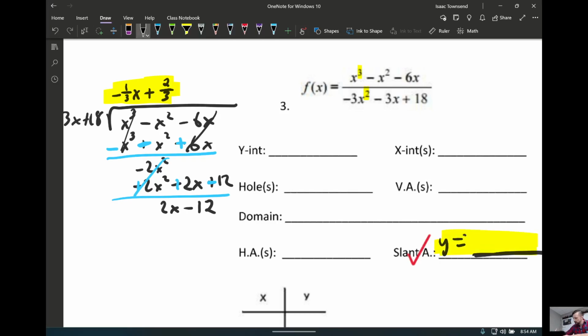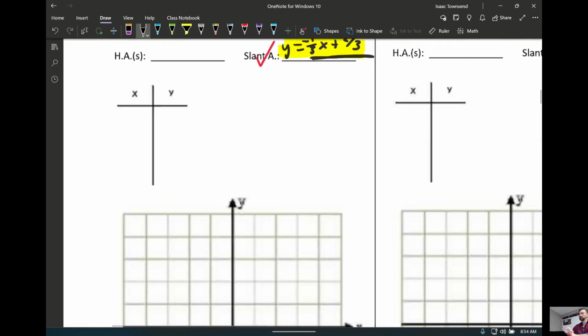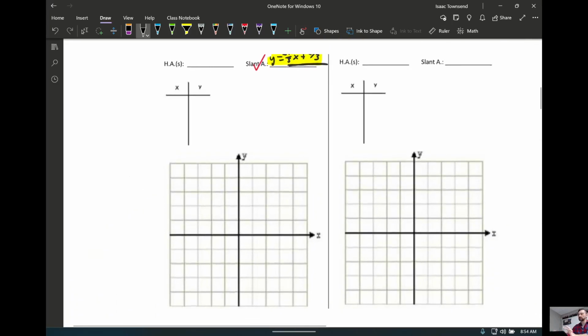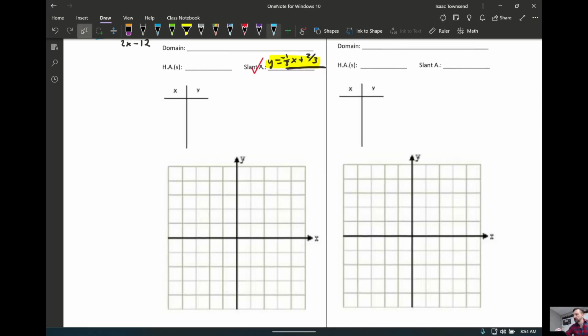It's going to be negative 1/3 x plus 2/3. And we can certainly put that on the graph because this is mx plus b. So it has a y-intercept at 2/3. It has a slope of negative 1/3. Count down 1, right 3. And a slant asymptote is an asymptote, so graph it as a dashed line. Again, that's going to go a long way to help us figure out what these graphs look like.